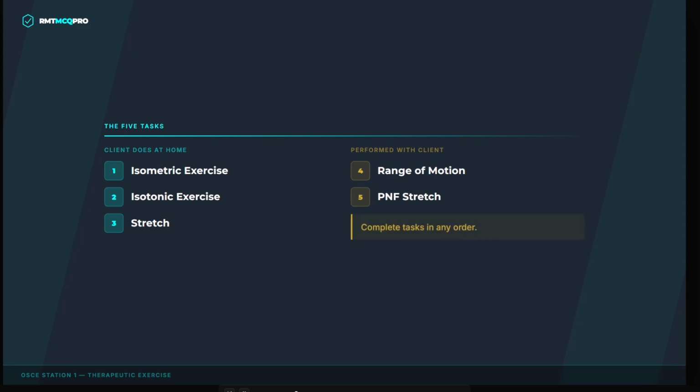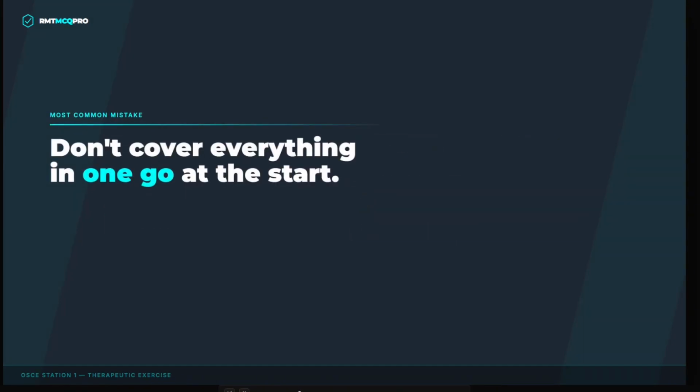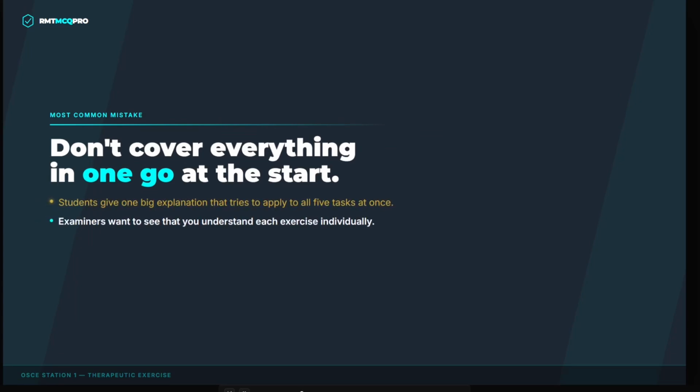You already have consent. Before we get into the tasks, the most common mistakes in this station are that students will often cover everything in one go at the start, one big explanation that tries to apply to all 5 tasks at once. Don't do that. The examiners want to see that you understand the purpose and specific considerations for each exercise individually. Go through the key points separately for each task. We'll look at those points right now.